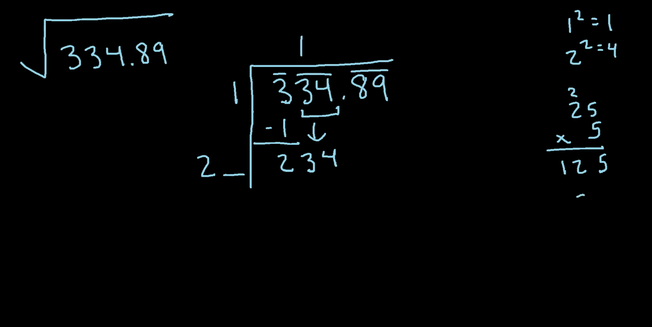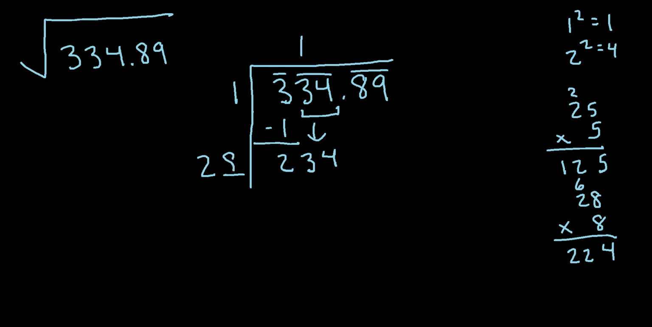Let's try 8. So let's say 28. Remember, whatever we pick here, we have to multiply it by. So 28 times 8. 8 times 8 is 64. Put the 6 up here. 8 times 2 is 16, plus 6 is 22. So 224 is what we get. So it looks like that's as close as we're going to get without going over 234. So let's use an 8.